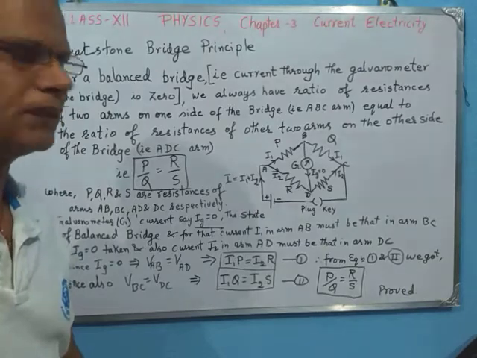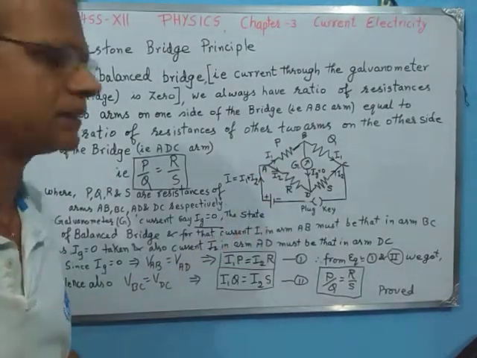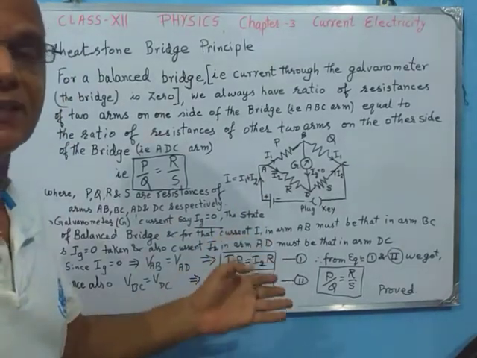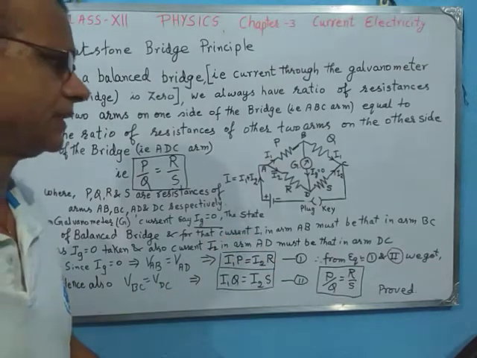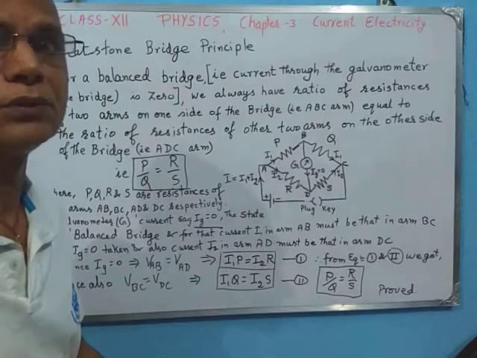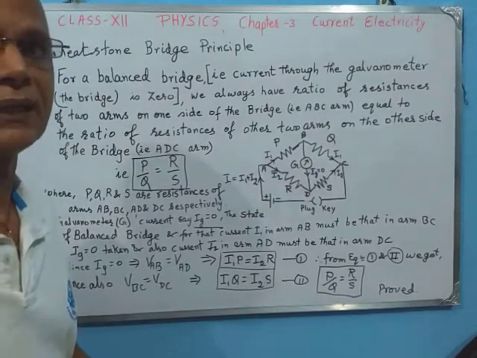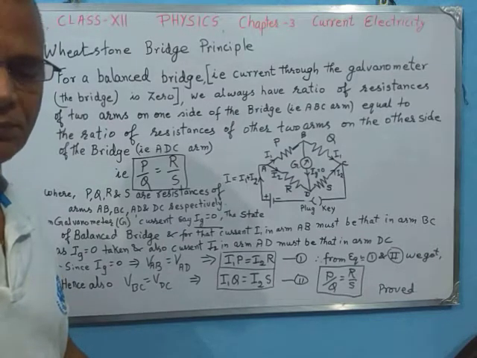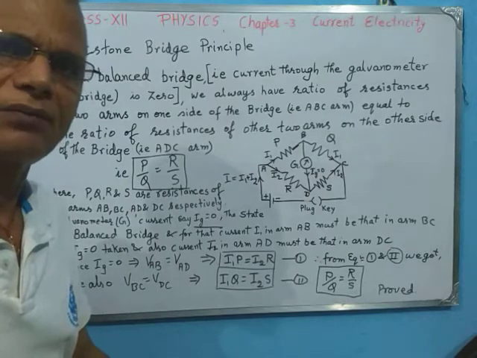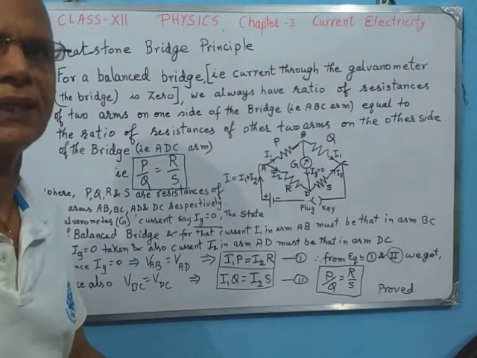Apart from this, whenever a bridge is given to you and it is not balanced, we need to apply Kirchhoff's laws, which we read in the previous lecture. For applying Kirchhoff's laws, remember we have two rules: one is the junction rule and the other is the loop rule. That will be helpful. Wherever we don't have a simple circuit, we can always apply Kirchhoff's laws to solve our problems related to electricity.